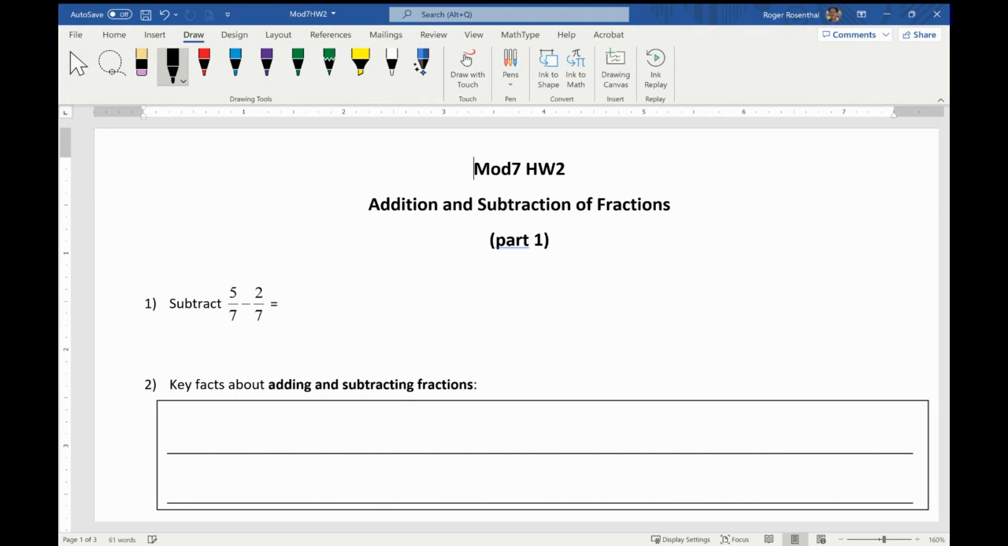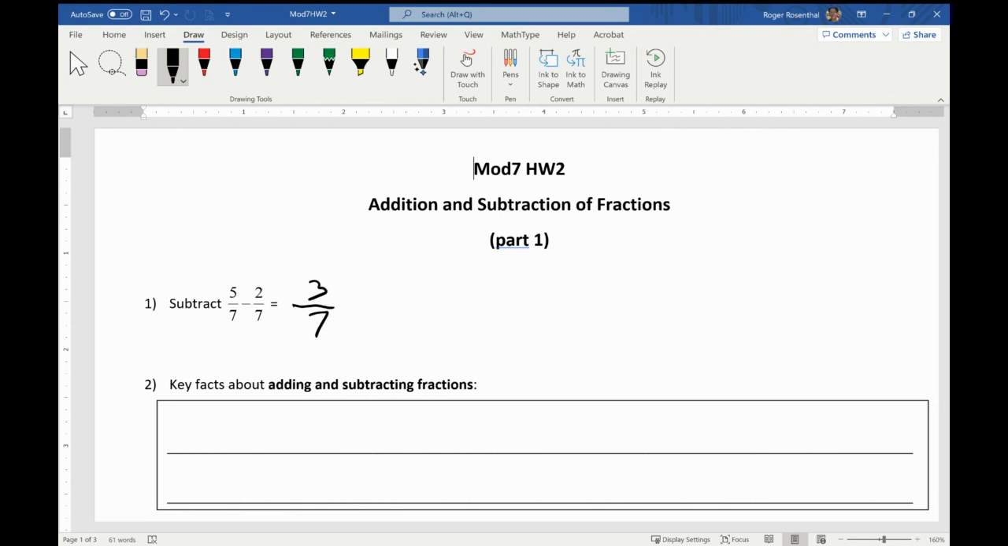5 sevenths minus 2 sevenths. You all remember that to subtract fractions, you need common denominators. Well, we have common denominators. So what do we get? We get 3 sevenths. But now you need to think carefully about what we have done here.